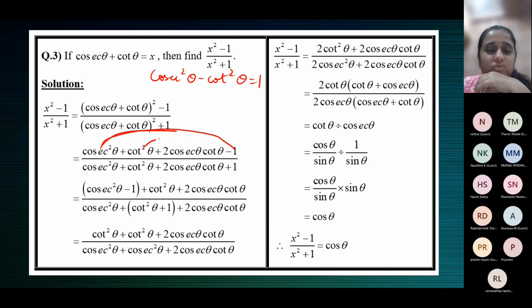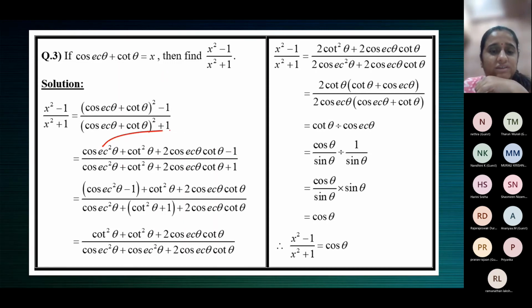Now, if you group cot square theta and minus 1, it will not help you because 1 plus cot square theta is cosecant square theta. But here we have cot square theta and minus 1. There's no point grouping them. But you can group cosecant square theta minus 1 because that is cot square theta.